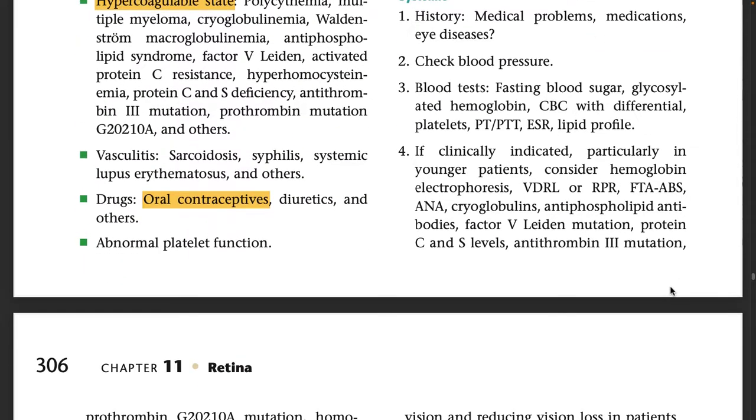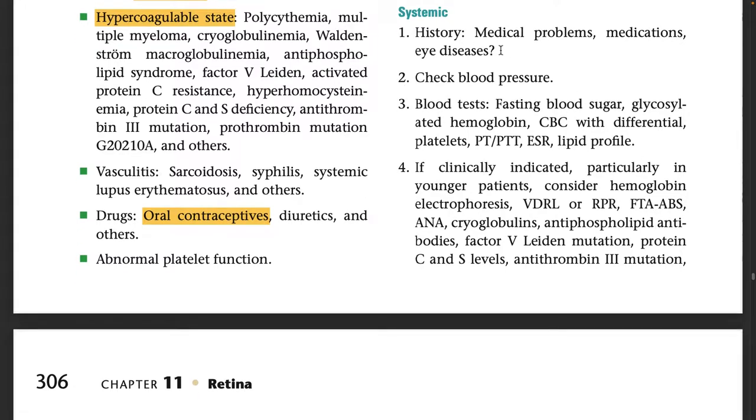Okay. Systemically, you can ask them for any medications they are taking. You can check their blood pressure.